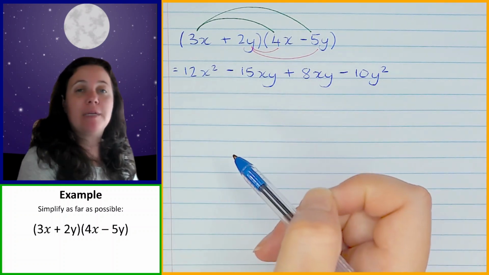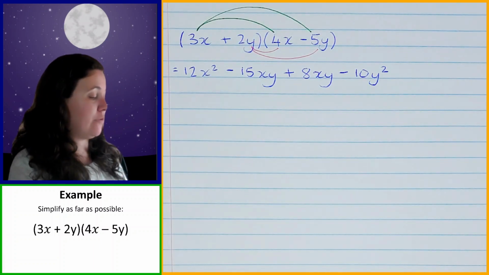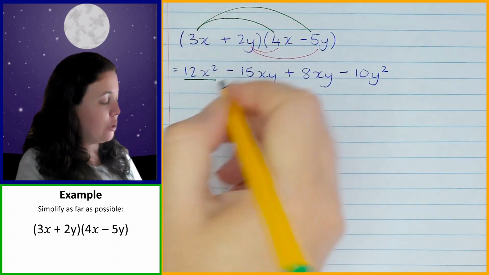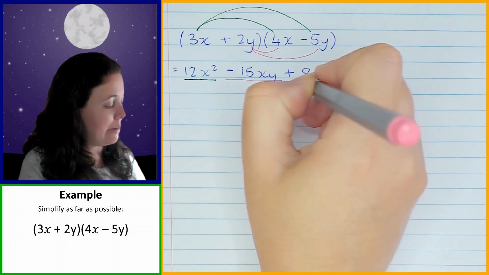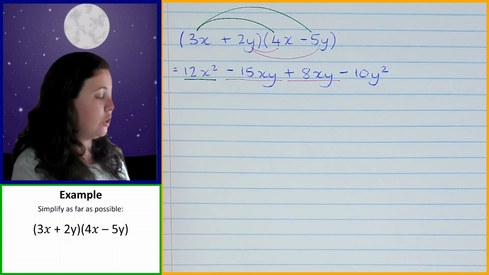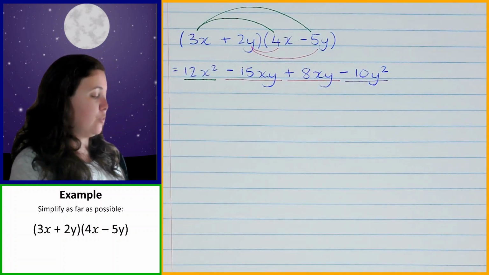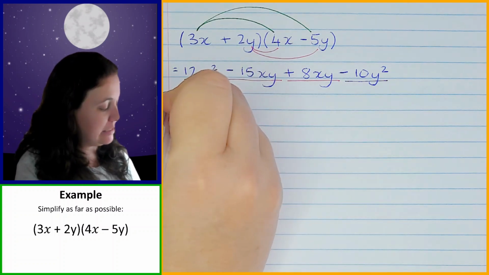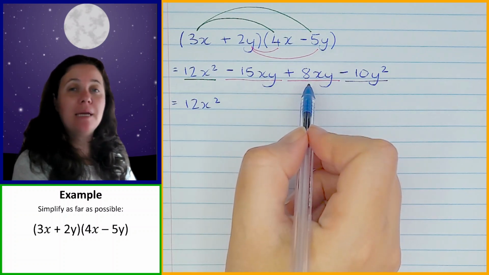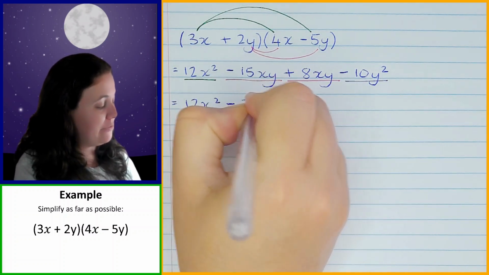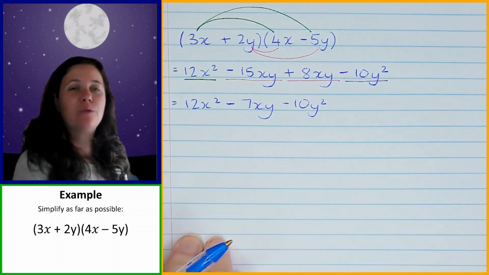Now, once we've finished doing the multiplication, we need to see if we can simplify it by adding and combining our like terms. Over here, I've got x squared, and there are no other x squareds in this expression. Then I've got minus 15xy and my plus 8xy. Those are like terms. And then I've got minus 10y squared, which doesn't have a like term. So when I simplify this, I'm going to get 12x squared, and then negative 15xy plus 8xy gives me negative 7xy, and then I've got minus 10y squared at the end. So that's what we get for that example.